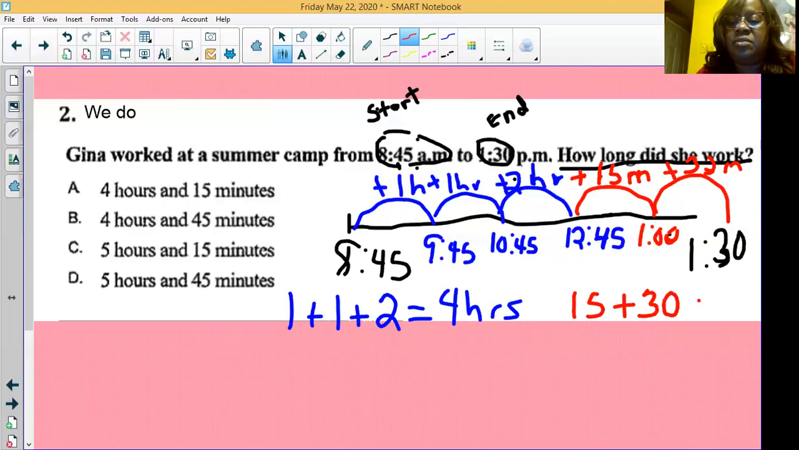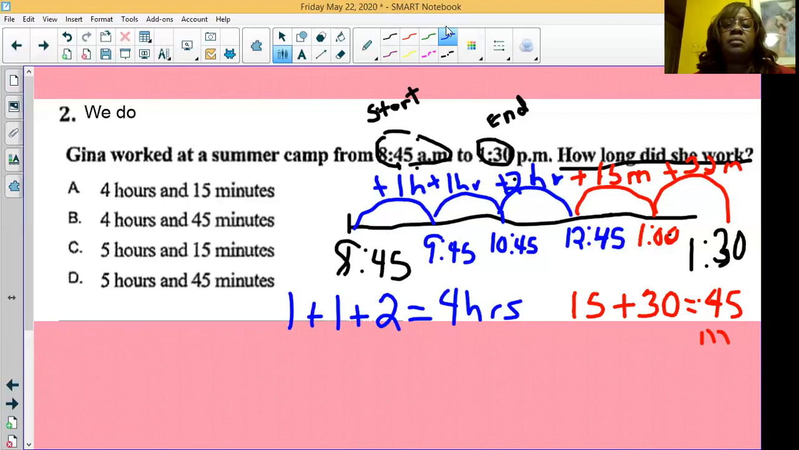gives you, and I'll let you figure that out. I'll pause and let you figure that out. Okay, 15 plus 30 gives you 45. So that should be 45 minutes. So these are your minutes, and these are your hours. So now your elapsed time was 4 hours, 45 minutes.